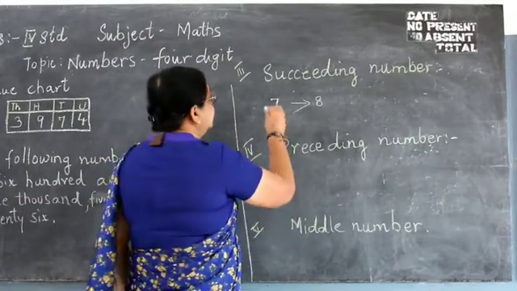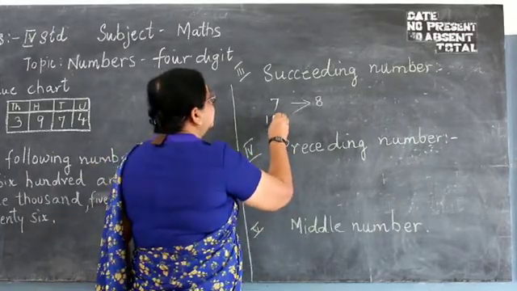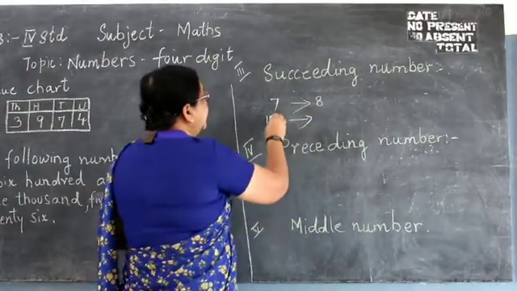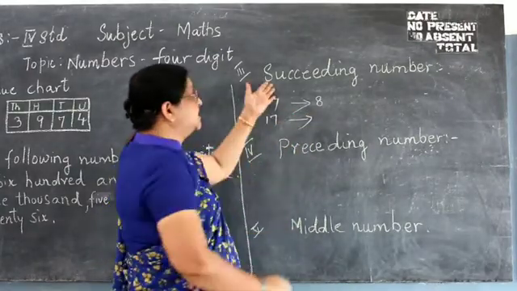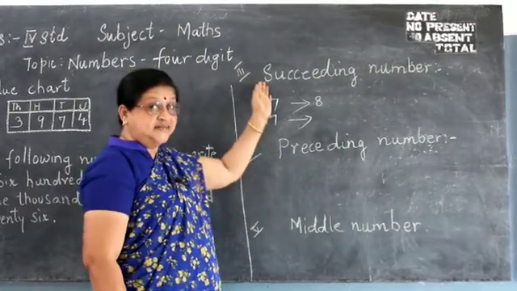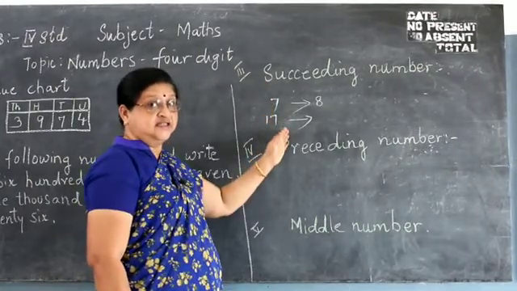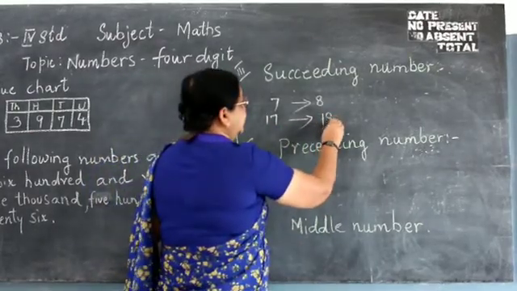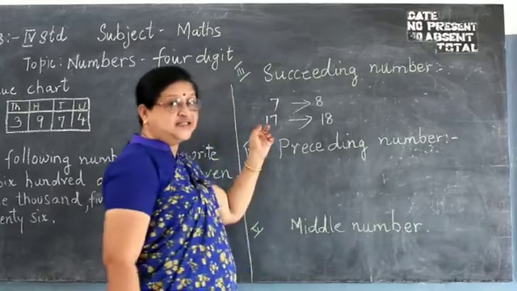Suppose I ask in 2 digit. I ask about 17. Okay. Now I'll ask you, what is the succeeding number of 17? That means succeeding means what will come after this number. So it is 18. Now this is 2 digit.